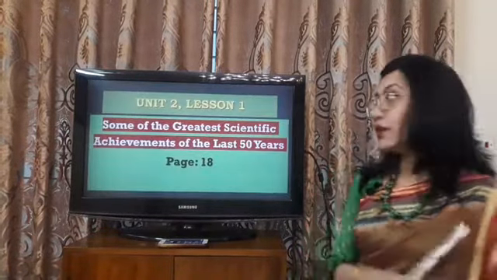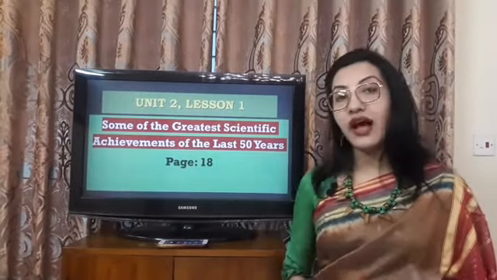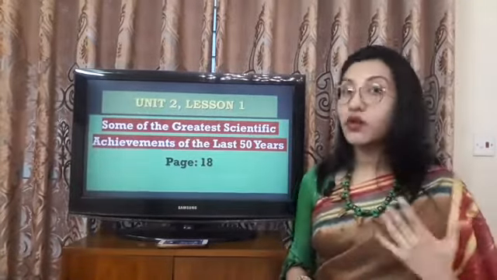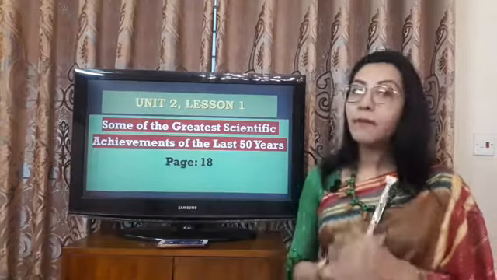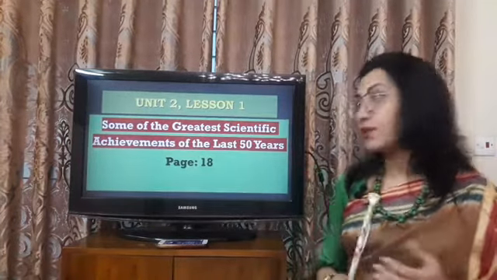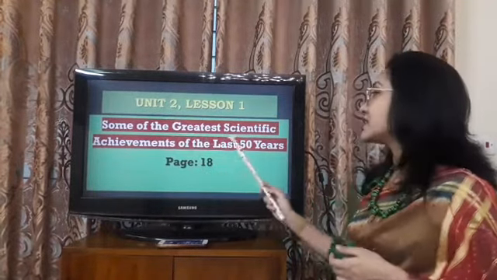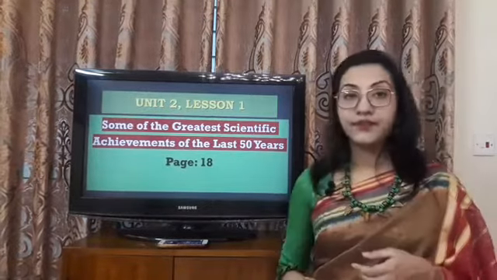The lesson that we will be learning today is Unit 1, Lesson 1. You are going to find this lesson at page number 18 of your book. তোমাদের বইয়ের 18 নম্বর পেজে আমরা এই লেসনটা পাবো। Unit 2, Lesson 1. কোন বই? আমি জানি অফকোর্স তোমরা বইটা কিনে ফেলেছো। বোর্ডের বইটা, এনসিটিভির যে ইংলিশ ফার্স্ট পেপার বইটা রয়েছে ইংলিশ ফর টুডে, সেই বইটাতে আছে। So the name of the lesson is Some of the Greatest Scientific Achievements of the Last 50 Years.